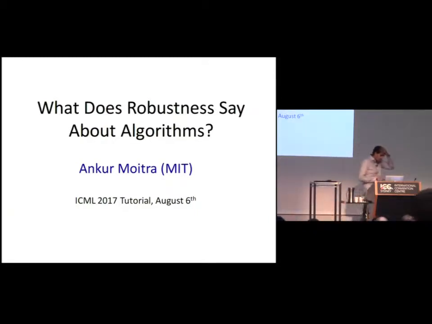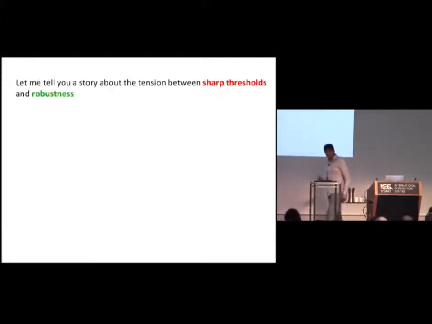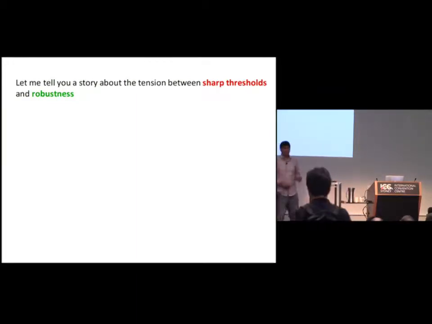And really the theme you should think about in this is exactly like the title says. What does robustness say about algorithms? But really one of the points I want to get across is that there is no one right notion of robustness. And actually playing with different notions gives us different axes on which to compare algorithms. So the first part of this part of the talk will also be a story, the same way that the first part of the last talk was a story about estimating the parameters of a Gaussian. This one is going to be a story about a tension between something that we know and love in statistics, sharp thresholds, and notions of robustness.